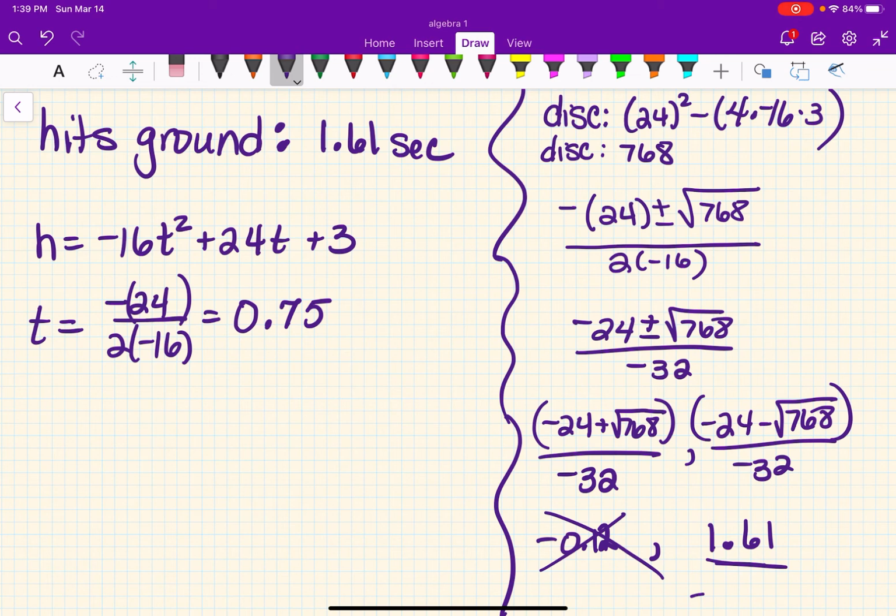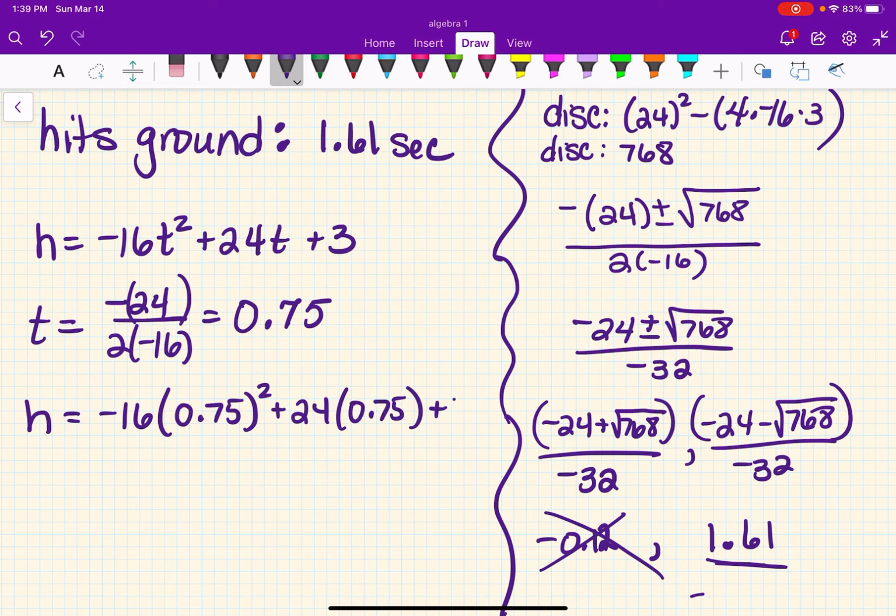Okay? All right, so now we also need to know, how high did this ball actually go? Well, how do we do that? We do negative 16, parentheses, 0.75 squared plus 24 times 0.75 plus 3. Again, I pick up my calculator and put this in exactly, or I have to be very careful and use order of operations for this. If you don't use order of operations, you're going to get the wrong answer. And you're going to do all this work and your parabola is not going to look right.